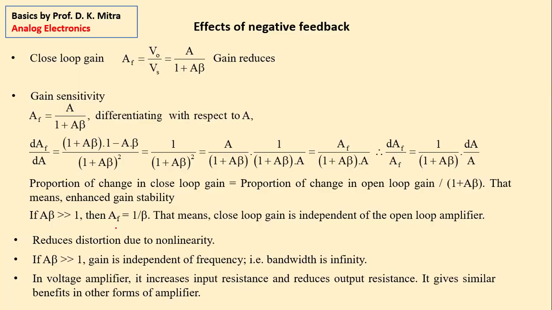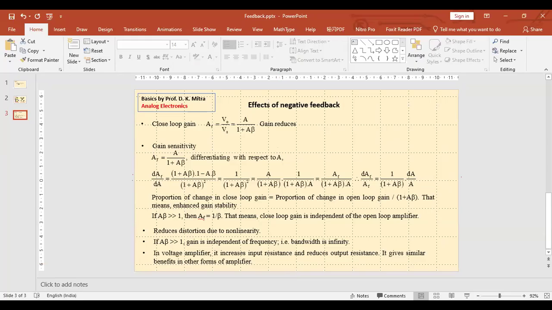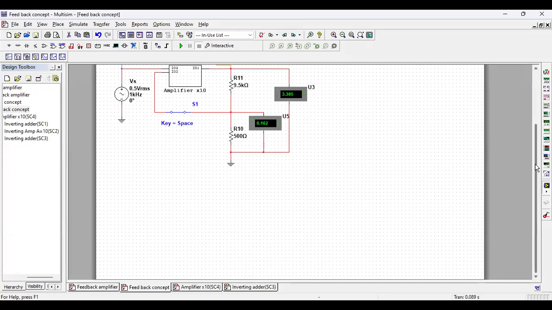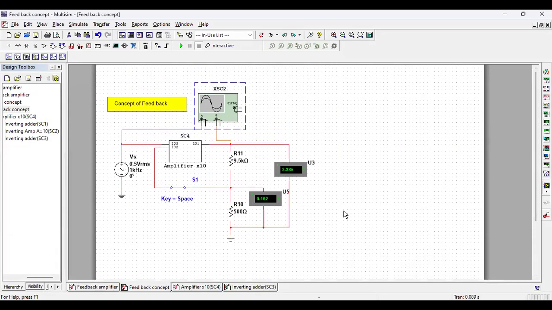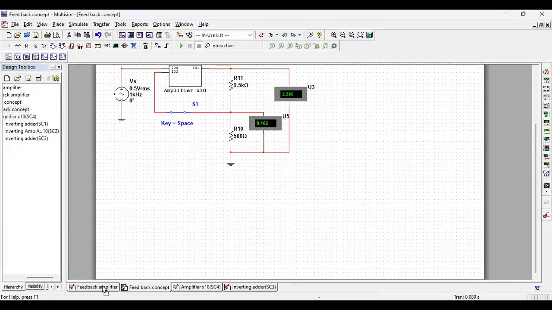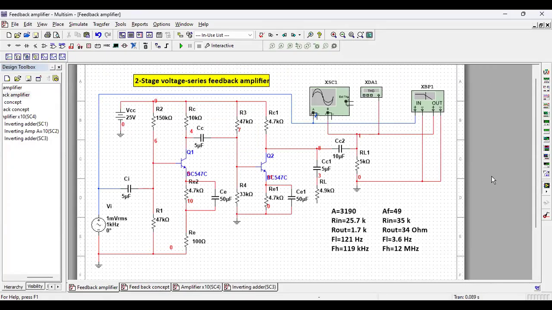I'll change the screen once again. Just hold on 2 seconds. The screen will change. Okay. To this screen of simulation software. Now I'll show you. This is a feedback amplifier. I hope you can see this.